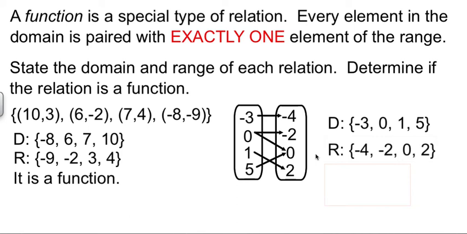So the real question is, are we looking at a function? -3 gets paired to one number, -4. That's okay. 0, on the other hand, gets paired to -2, and it also gets paired to 0. 0 has two different partners in the range. Since it has more than one, it is not a function.